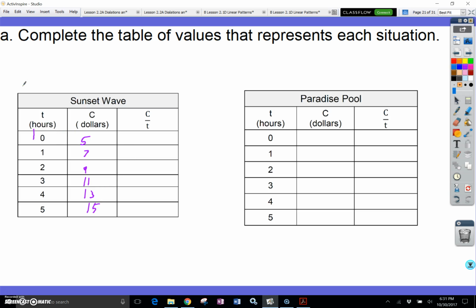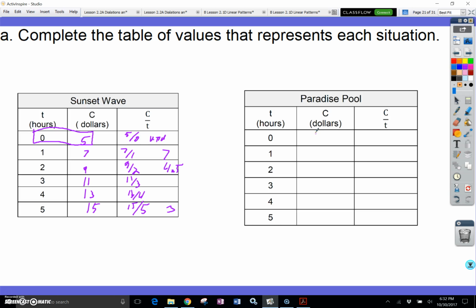Now, if I look at this, I already know this is non-proportional because it contains the point (0, 5) instead of (0, 0). So when I look to see if it has a constant of proportionality, I have to just do this ratio. Now, 5 over 0 is undefined. 7 over 1, 9 over 2, 11 over 3, 13 over 4, and 15 over 5. All these fractions would reduce to something that is not equivalent, and therefore it would not have a constant of proportionality and not be proportional.